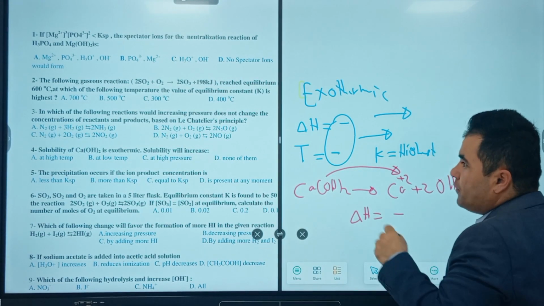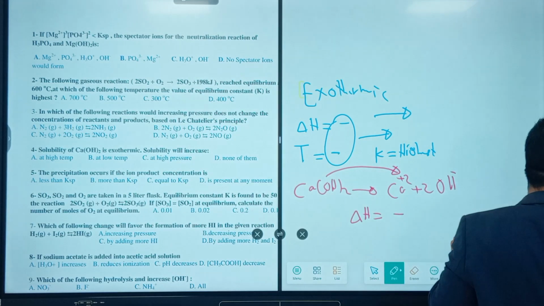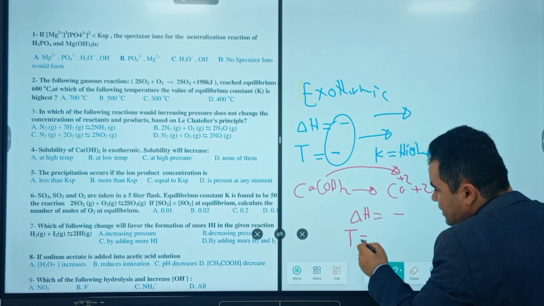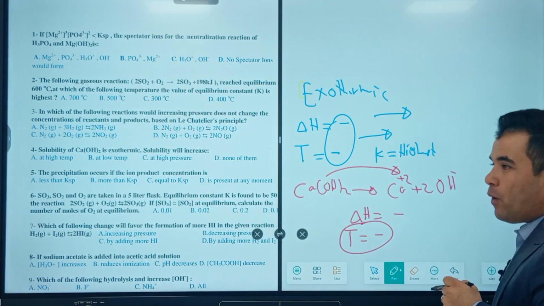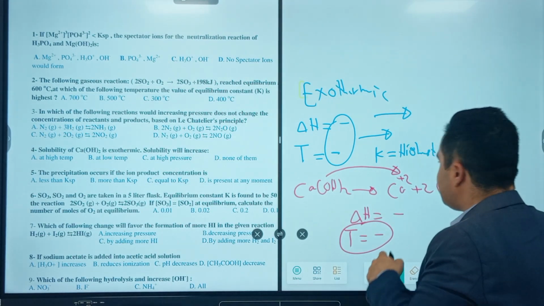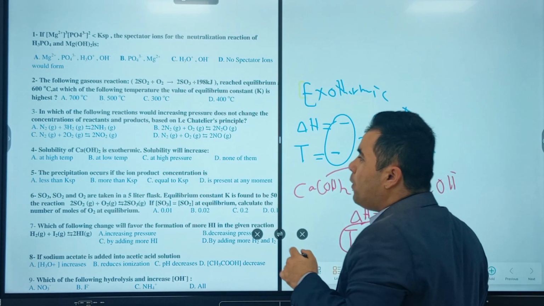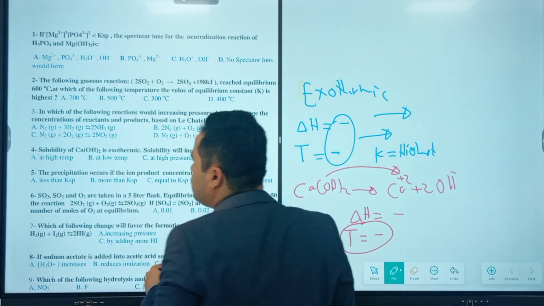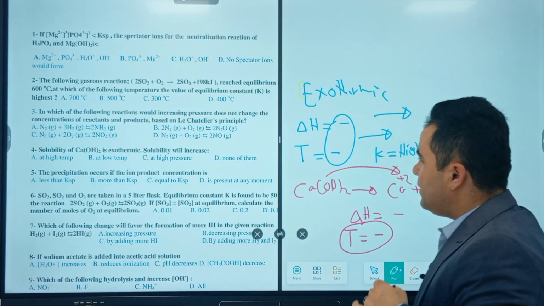So which of the following will let the reaction be more favorable? The temperature must be lowest. At low temperature the reaction goes forward, and that lets the base dissolve more. So the correct answer is B: at low temperature, the solubility of calcium hydroxide increases.